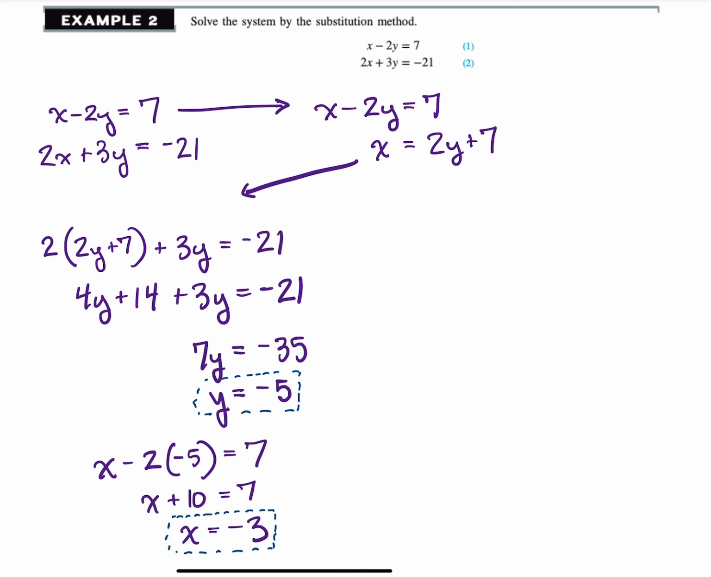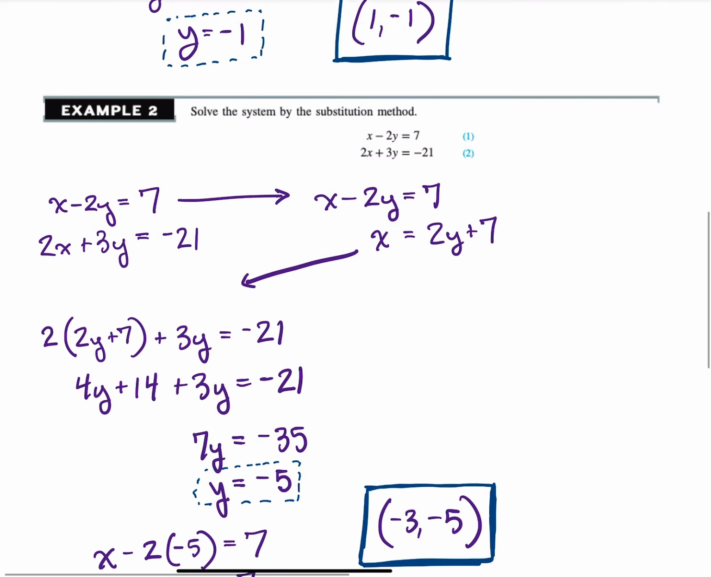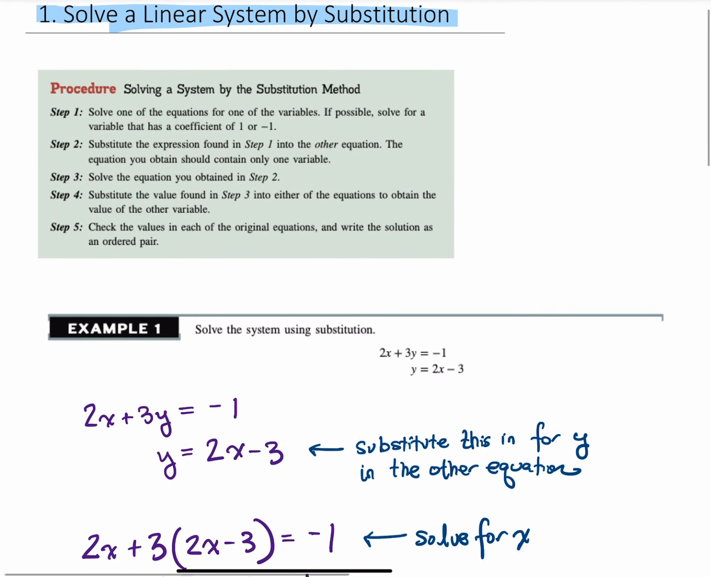So x equals negative 3, y equals negative 5. So our solution point will be negative 3 comma negative 5. Or we can say that is the point where these two lines will intersect each other. So think about their graphs. So let's read through those steps that they've summarized. Let's go back up here.